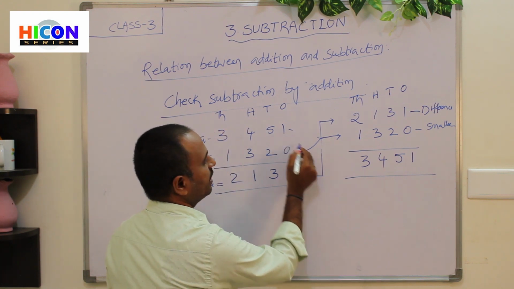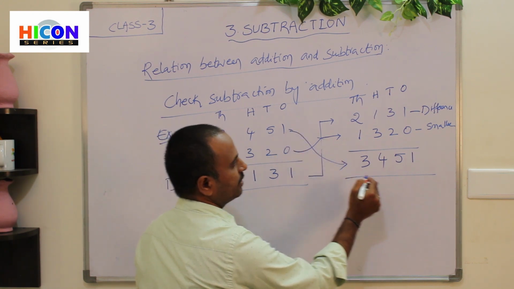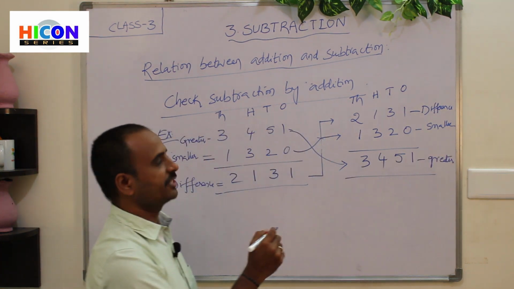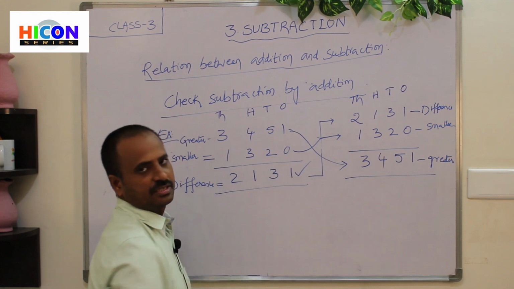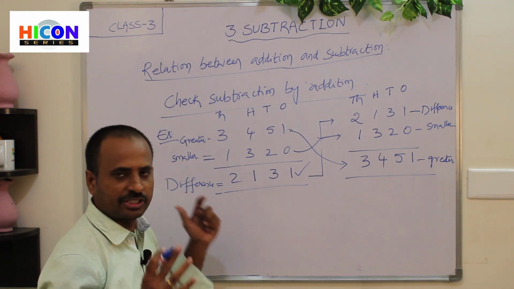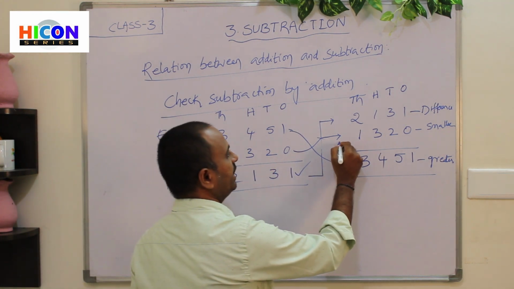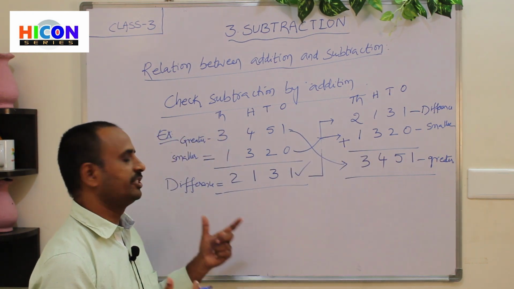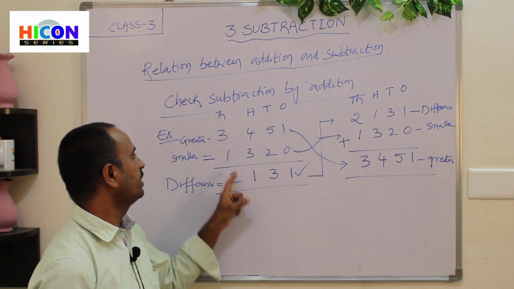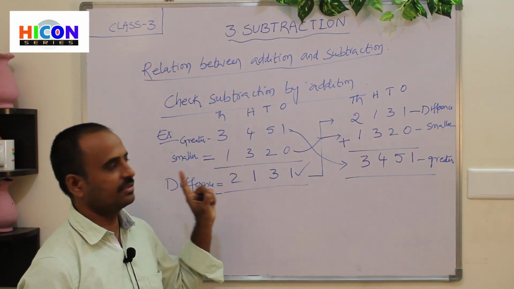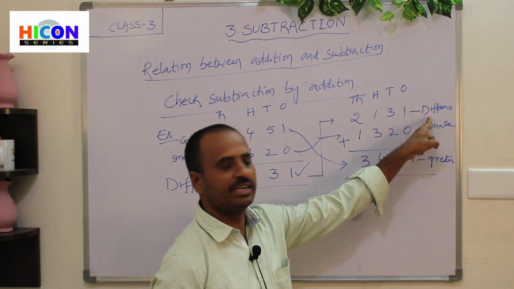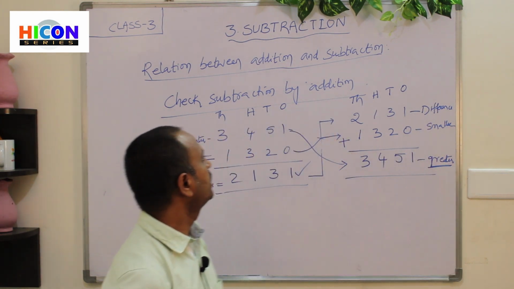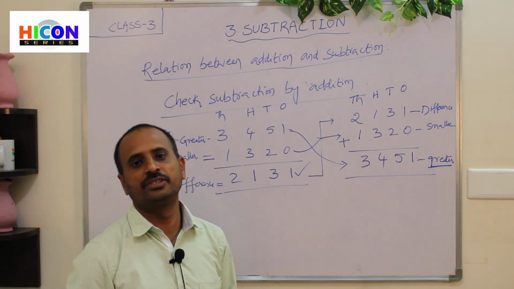So what will we get? We have got the greater number. So now our subtraction is correct. So children, in this way we can check our subtraction by doing addition. So how can we check? We have to add the smaller number to the difference. Then we should get the greater number. So this is the checking of subtraction by addition.